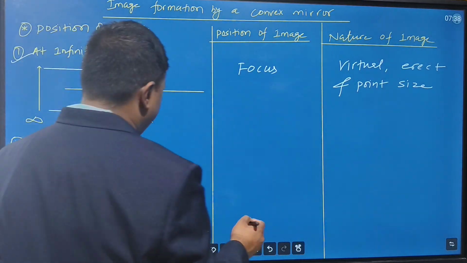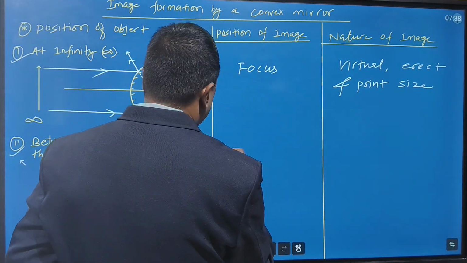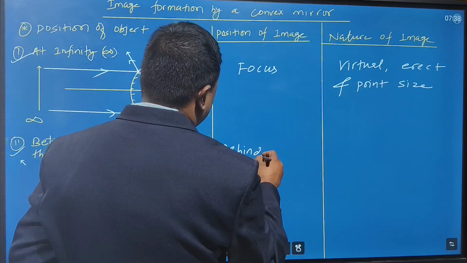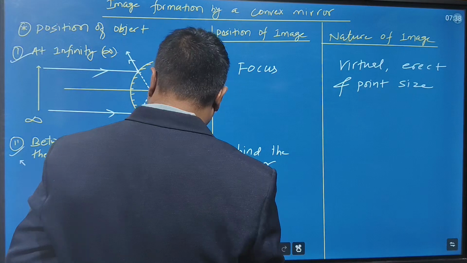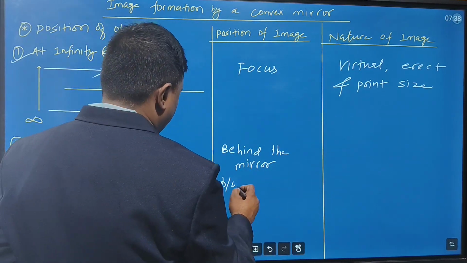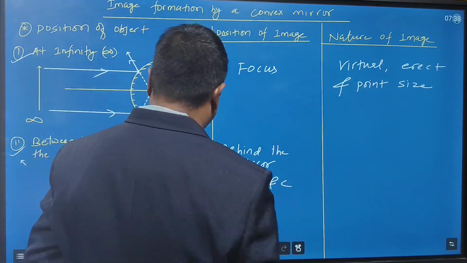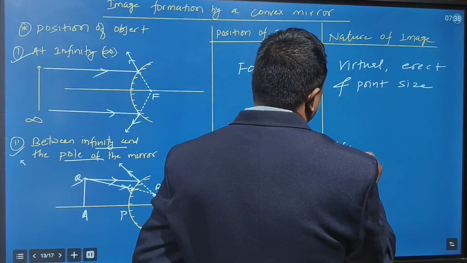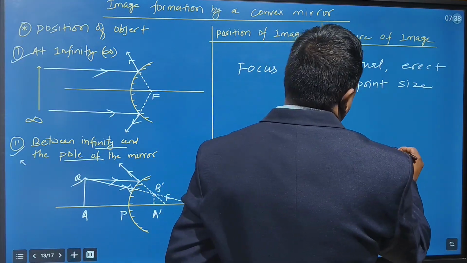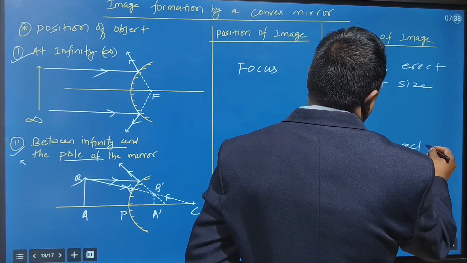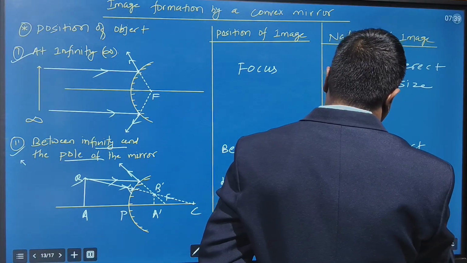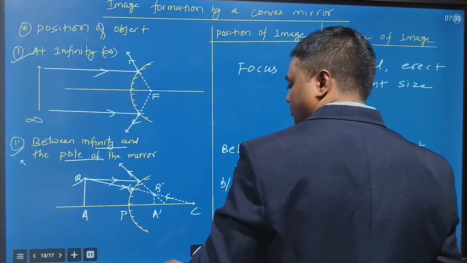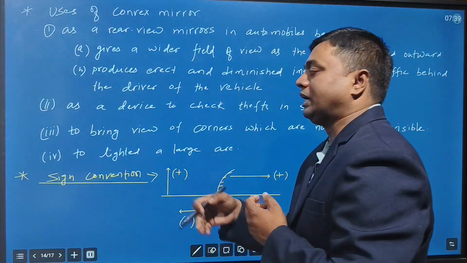So in this case, where is the image formed? Behind the mirror, obviously. Where? Between P and C. What will be the nature? It is a virtual image. Virtual images are always erect or upright, we can say, and diminished only. The image is diminished. Only two cases are there.